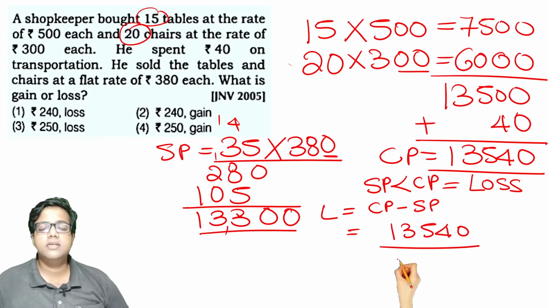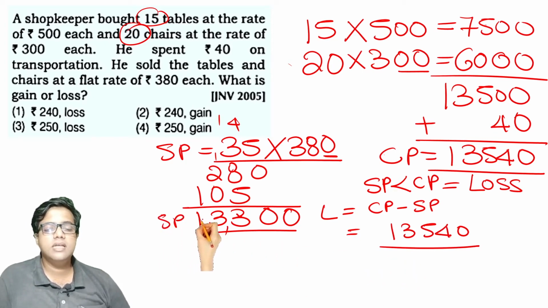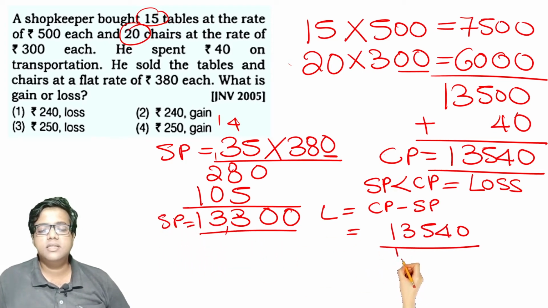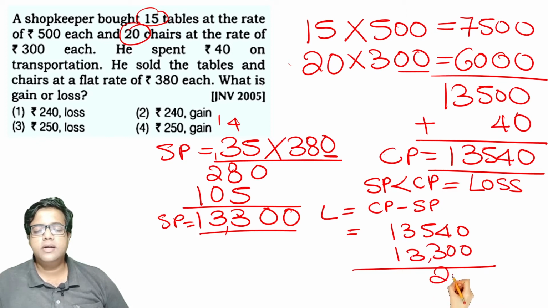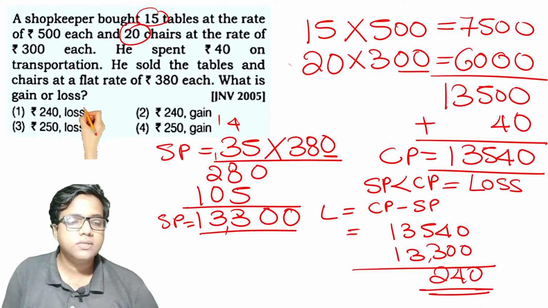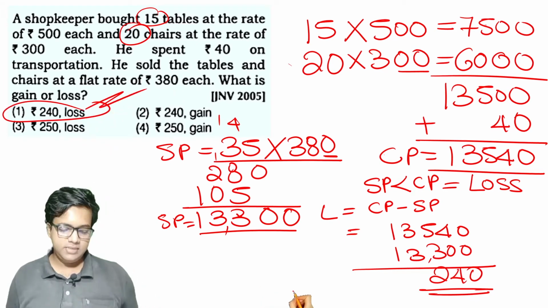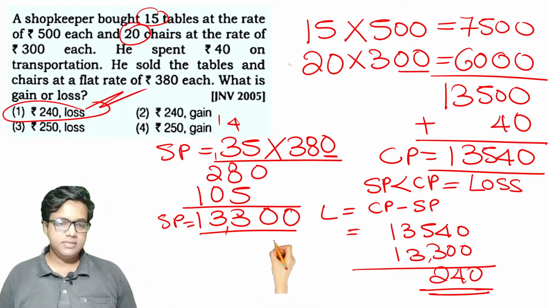What is the selling price? This is the selling price, right? 13,300. So what will you get? 240 rupees is the loss. Option 1 is the right answer in this question.